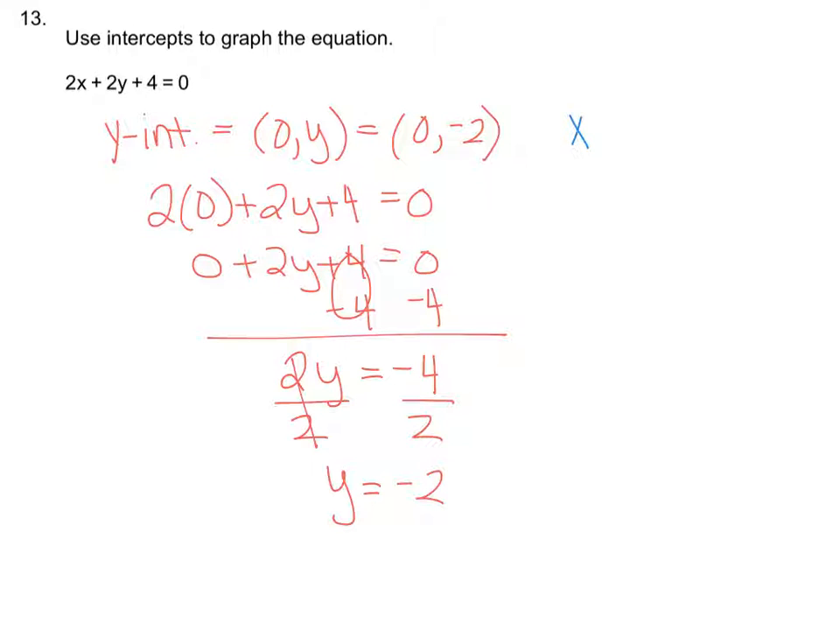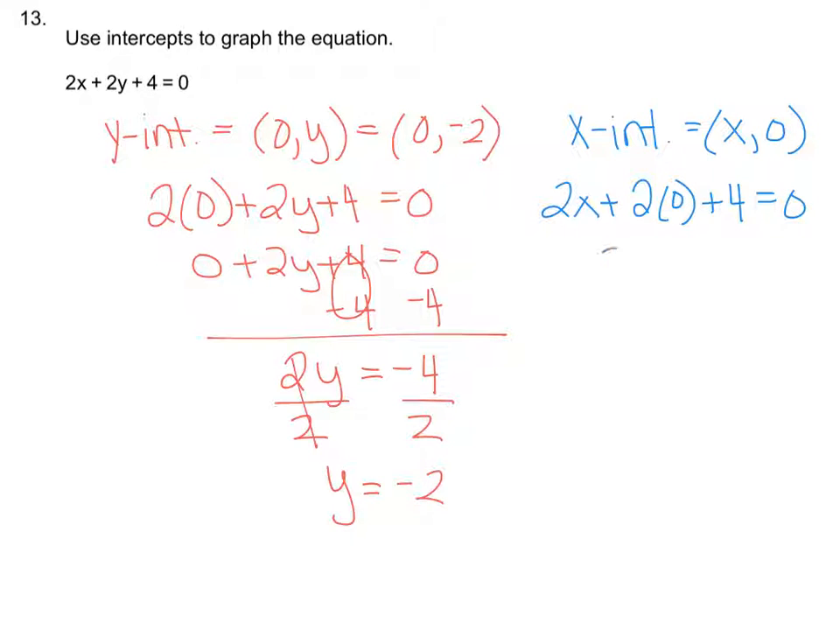Now I'm going to find my x-intercept. And the x-intercept is the point on the x-axis. And its ordered pair is in the form x, 0. So this tells me to plug in a 0 for y and solve for x. So I have 2x plus 2 times 0 plus 4 equals 0. If I simplify this, I get 2x plus 0 plus 4 equals 0, which is 2x plus 4 equals 0.